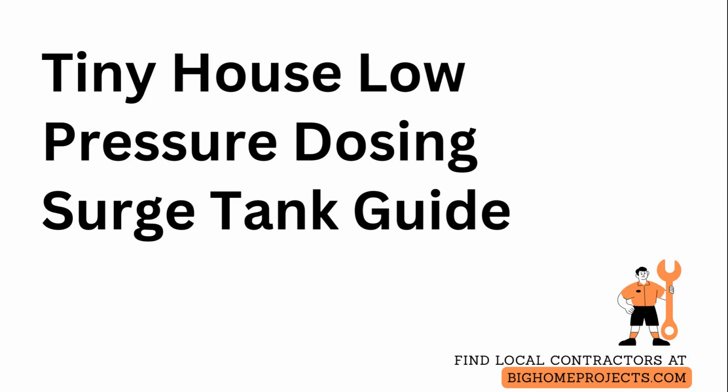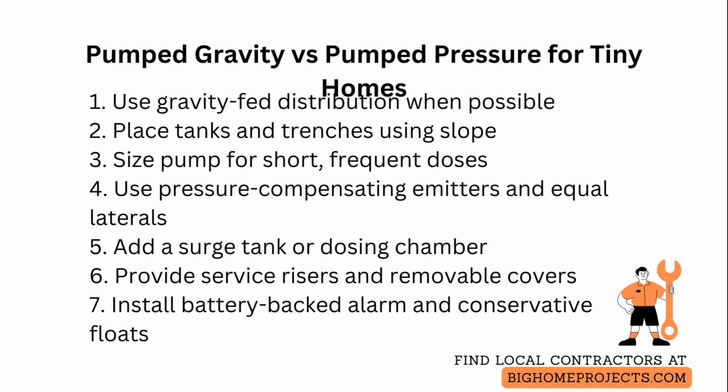Choose the right dispersal method for a tiny house septic system now, because slope and site constraints change performance more than tank size does. For a tiny house on sloped or constrained land, gravity-fed distribution is the simplest and most reliable option when you can locate the drain field below the outlet of the septic tank.